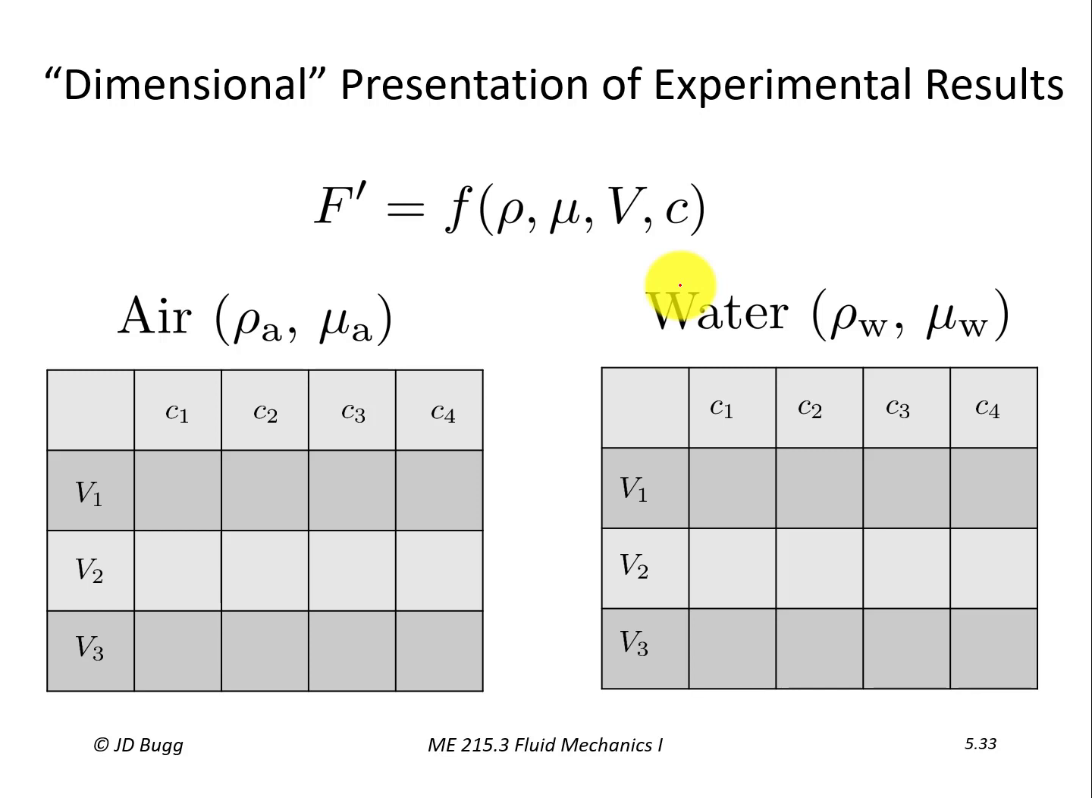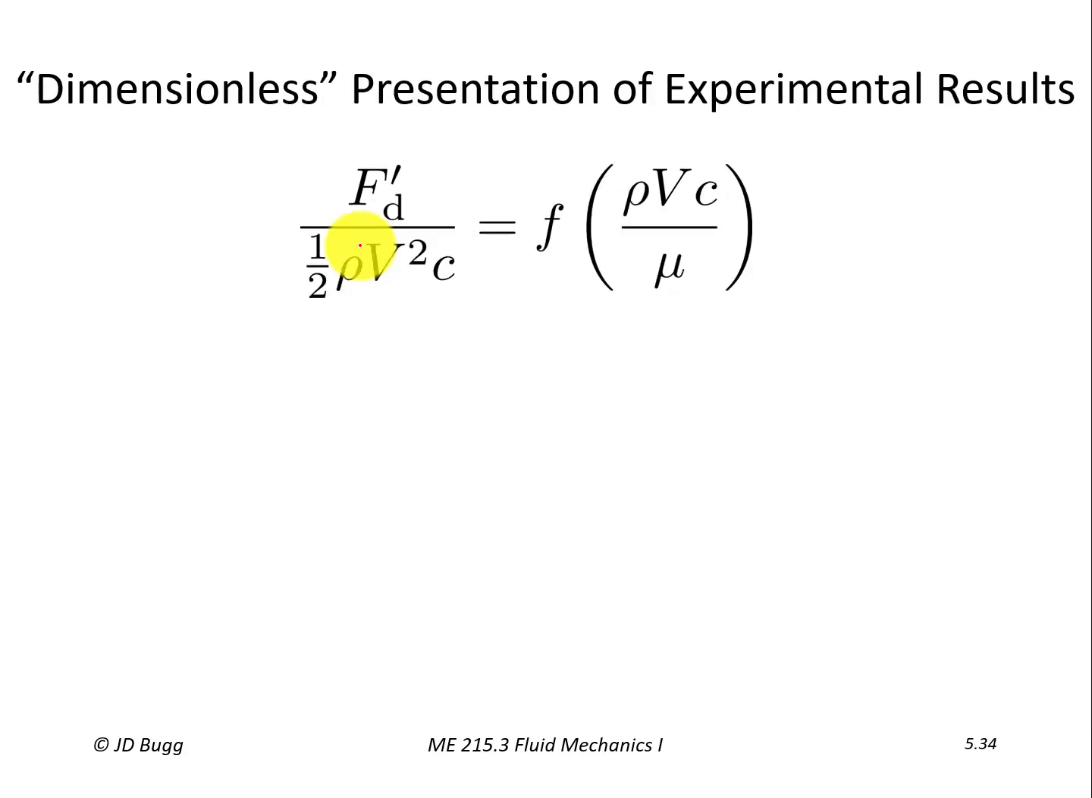So this is the situation if we were going to present our experimental results dimensionally, or just based on this function right here. So now we take a look, what would happen if we did the dimensional analysis, we applied the Buckingham Pi theorem, and we used the results of that Buckingham Pi theorem to present our results in a different way. What would that look like? Well, this is what we learned from doing the Buckingham Pi theorem, that the drag force, the dimensionless drag force, is a function of this single parameter, and that's the Reynolds number.